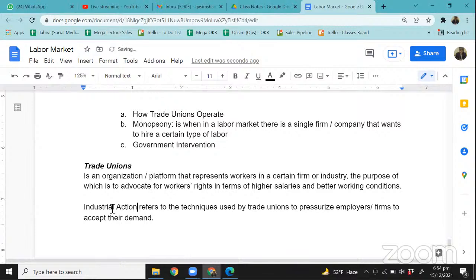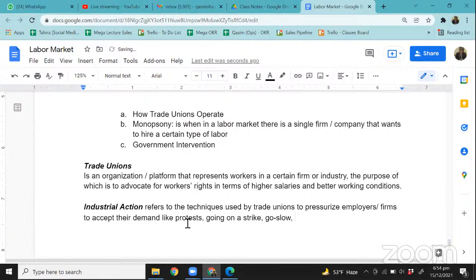Now what happens in industrial action? These are the techniques or strategies, you can say. It refers to techniques used by trade unions to pressurize employers to accept their demands, like protest, right? So they come to the streets with placards in their hands saying that we are being oppressed, we are not being treated fairly and things like that. So protest is one of those. Going on a strike, and go slow is another strategy. In their workplace, they come to work, they do their work, but they're not doing it efficiently, they're not doing it productively, they are wasting time and wasting resources. So that is known as go slow. And then there is another popular strategy, overtime ban, right?